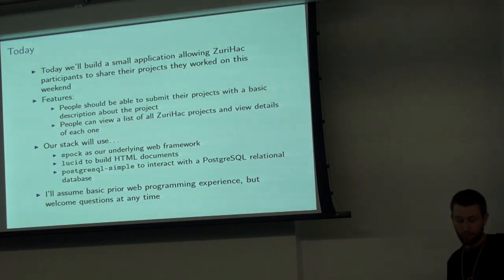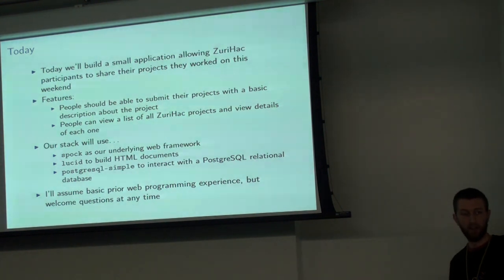And I'm going to assume basic web programming experience, not in Haskell, but hopefully some people here might have already done stuff in Python or Ruby, or maybe Perl like me. But of course, ask questions at any time. So if you get stuck on some of the code, we can bring up GHCi and look at the types and try and work through it.